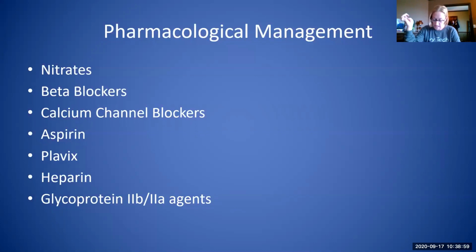And if they stop their beta blocker abruptly, if they're taking it for chest pain prevention to help with stable angina, if they take it or run out and they quit taking it, it can cause sudden severe chest pain if they suddenly just stop taking it. So they need to be aware of those things as well.